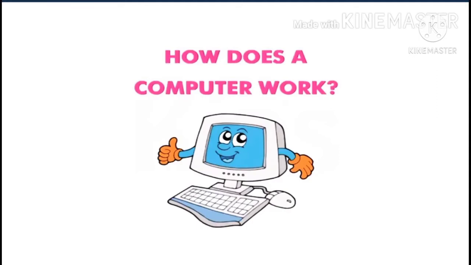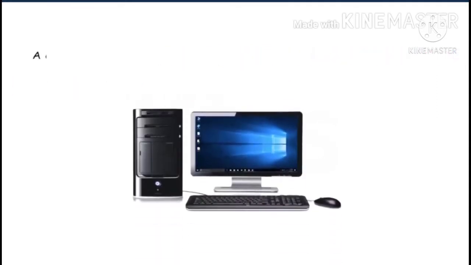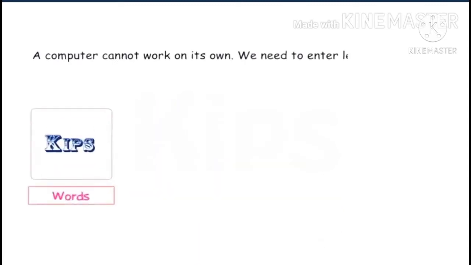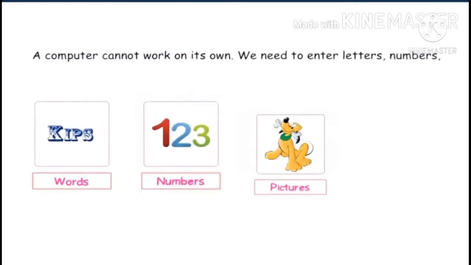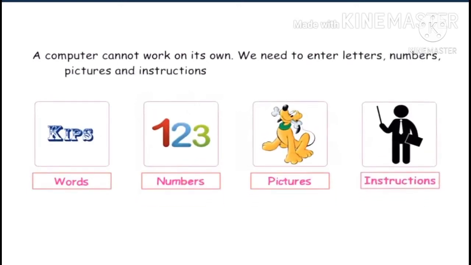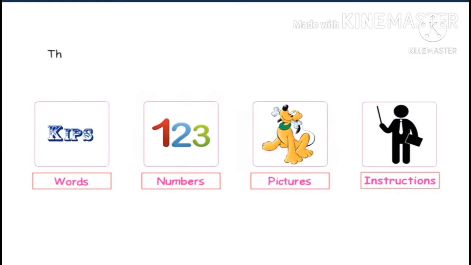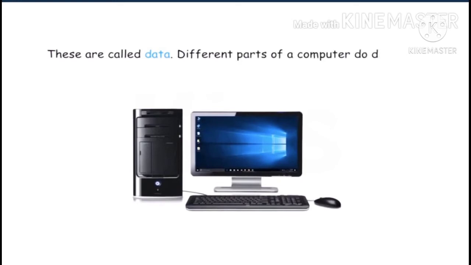For chapter 3, how does a computer work? A computer cannot work on its own. We need to enter letters, numbers, pictures, and instructions into the computer to make it work. These are called data. Different parts of a computer do different tasks. A computer works in three basic steps. First, input. Second, process. Third, output.